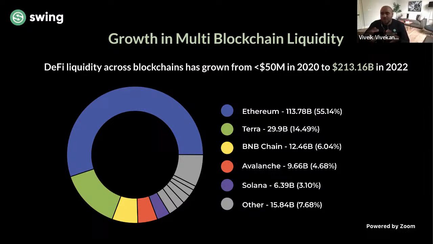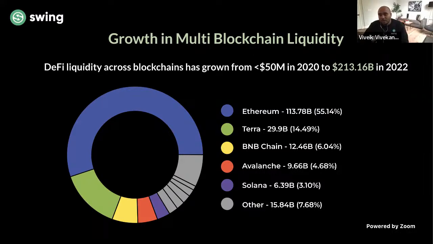Even in 2020, the lion's share of DeFi was still on Ethereum, but over the last 2 years, we've seen TVL grow from less than 50 million, which was all on Ethereum, to now over $200 billion spread across multiple major ecosystems: Terra, BNB Chain, Avalanche, Solana, Polygon. It's no longer a doubt whether we are living in a multi-chain world. We certainly are. It's no longer a question, it's a fact.